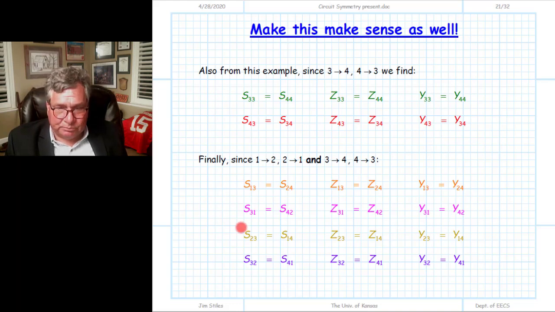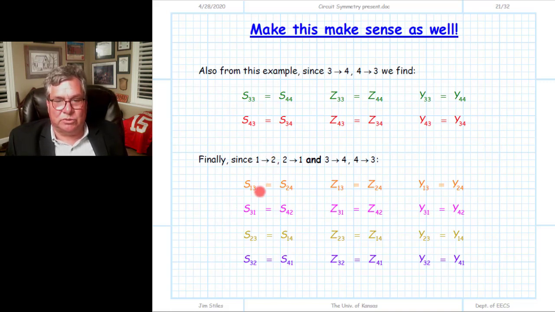Notice that we have a situation now where, let's see, where I've lost myself. S43 is equal to S34 there. And that's because of reciprocity. And again, we add these equations as well. So we have to be careful here.